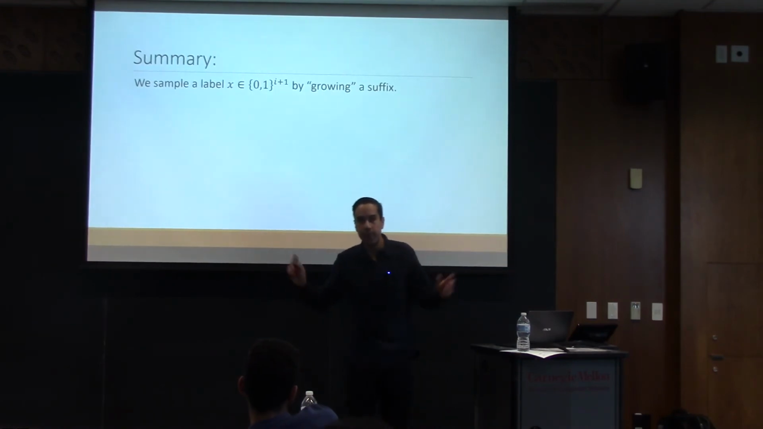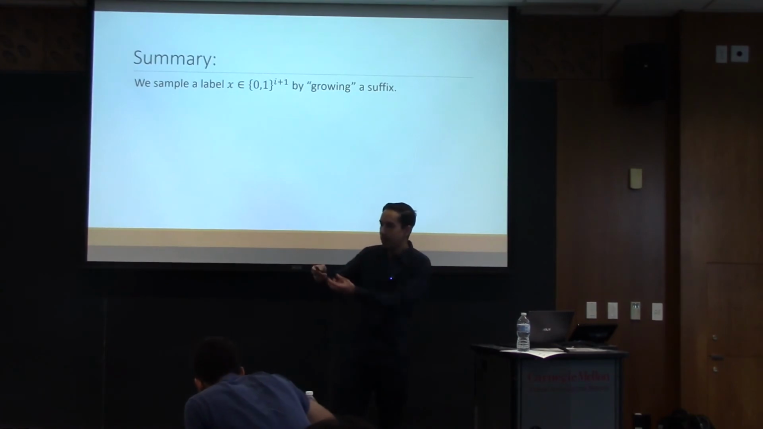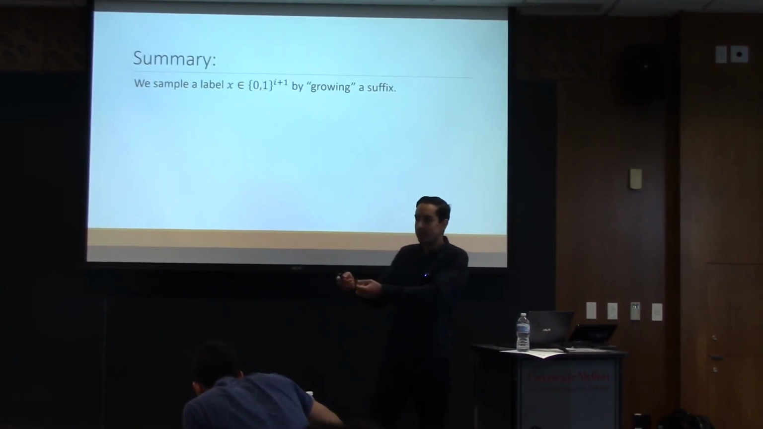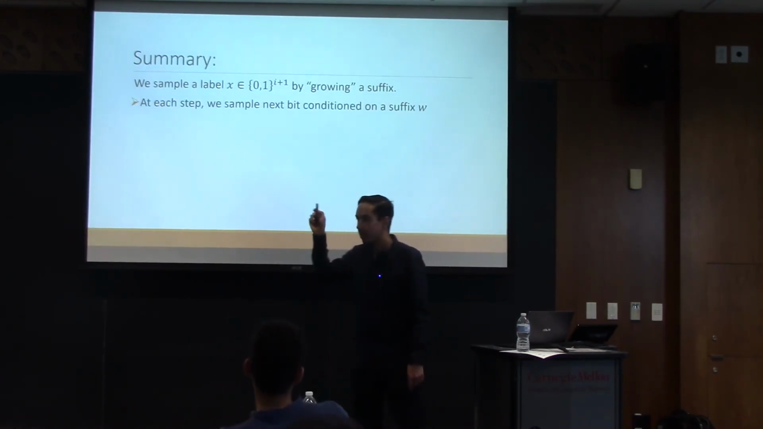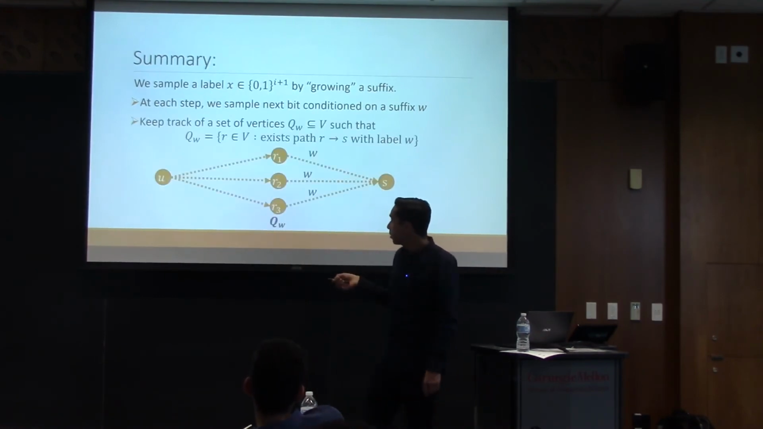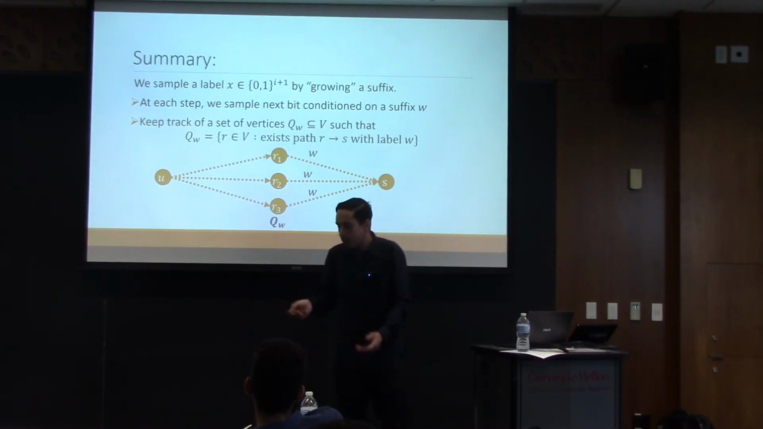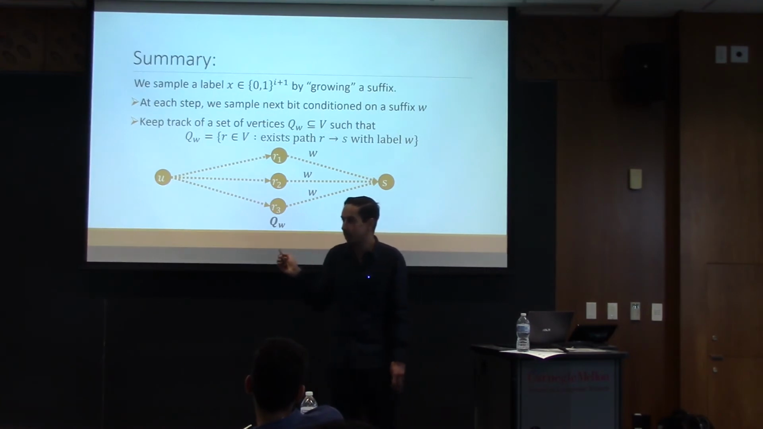In summary, this sampling algorithm's approach is to sample a suffix by growing the suffix of the label. We're not sampling a path, we're sampling a suffix of the labeling. So at each step, I have some suffix W that I've conditioned on, and now I want to sample the next bit, conditioned on this suffix so far. The punchline for why this algorithm works is that there's an easy way to represent what it means to condition on this suffix W.